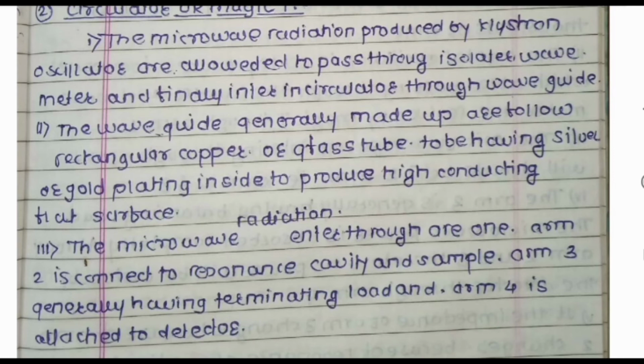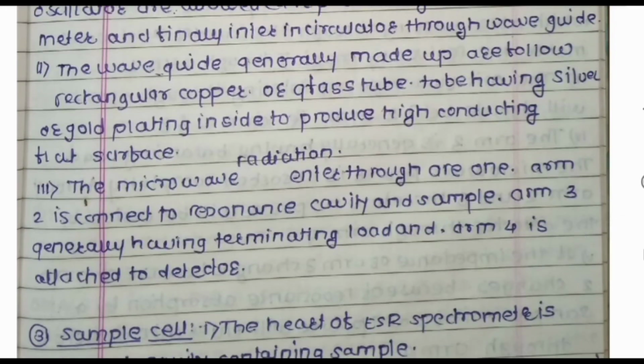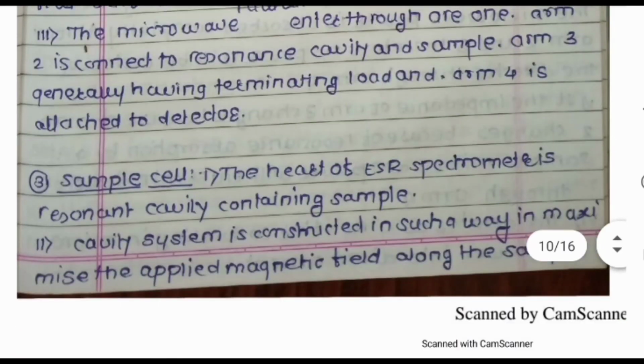The waveguide is generally made of a rectangular copper or glass tube with silver or gold plating inside, so as to produce a very highly conducting flat surface. The microwave radiations enter through one arm, arm 2, which is connected to the resonance cavity of the sample, arm 3. The output is given out through arm 4. So radiations enter arms 2 and 3, and the output is given in arm 4. So that is the magic T.